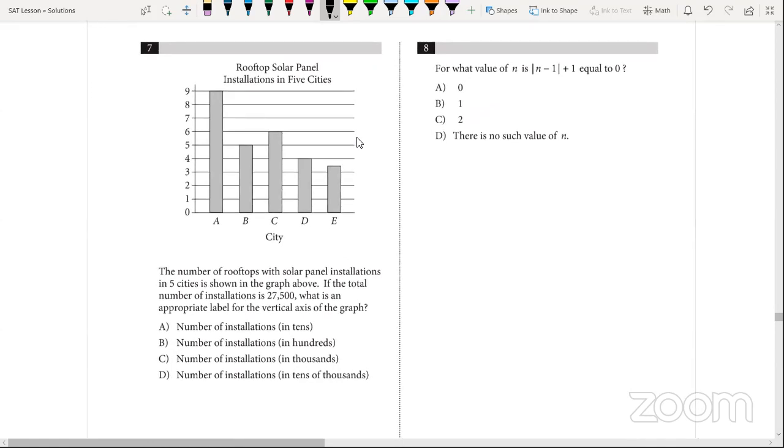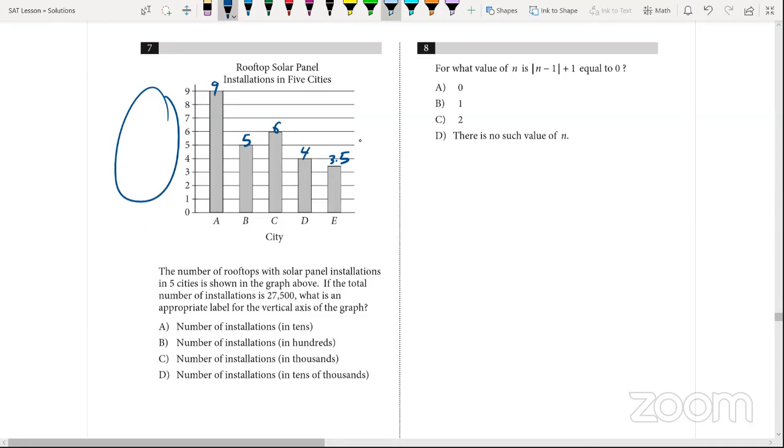The number of rooftops with solar panel installations in 5 cities is shown in the graph above. If the total number of installations is 27,500, what's an appropriate label for the vertical axis on the graph? So what adds up to 27,500 here? Well, whatever the axis is called, there's 9 of them here, 5 of them here, 6, 4, and 3.5. So 9 plus 5 is 14, plus 6 is 20, plus 4 is 24, plus 3.5 is 27.5.